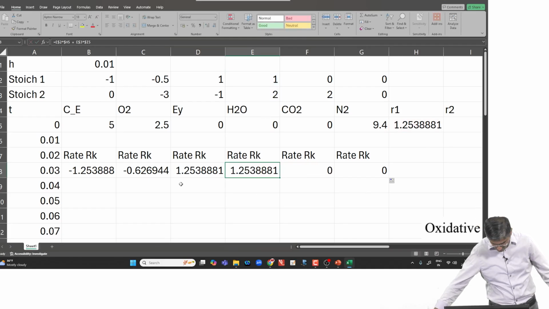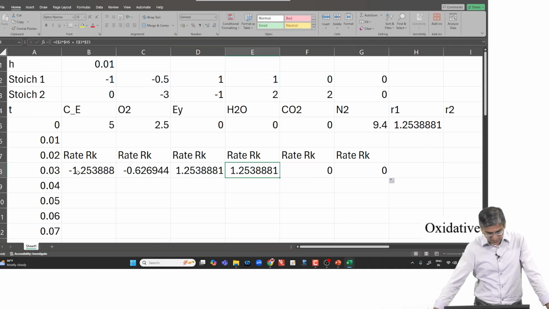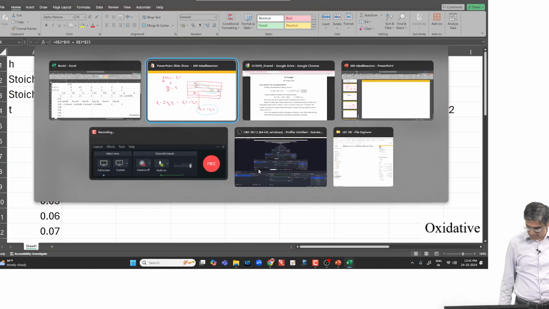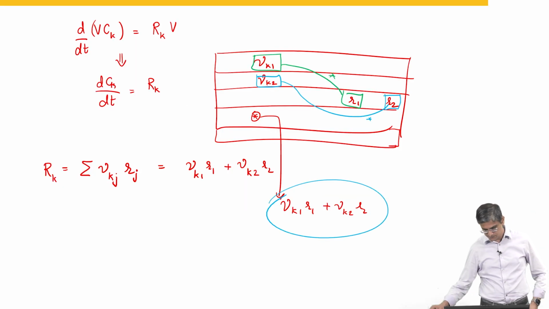F2, this multiplied by this plus this multiplied by this. Now, just look at this value. This is nothing but this rate of reaction with a negative sign. Why? Stoichiometric coefficient is minus 1. This is nothing but half of this rate of reaction with a negative sign. This guy is nothing but equal to this rate of reaction, but with a positive sign, equal to this rate of reaction with a positive sign. So, this is the reaction rate R.